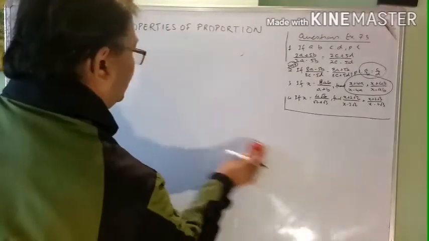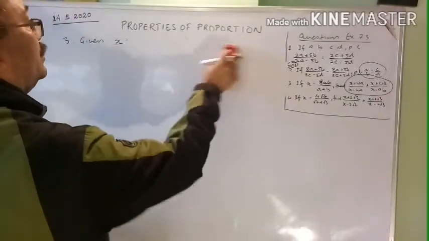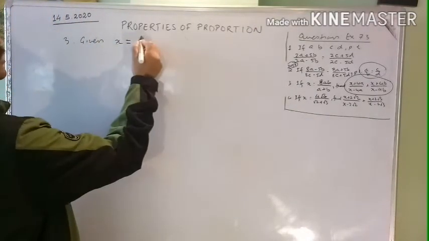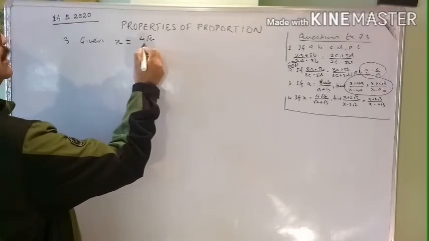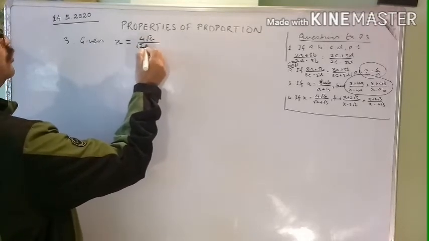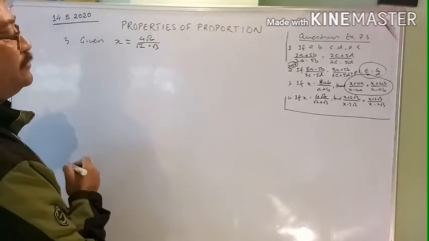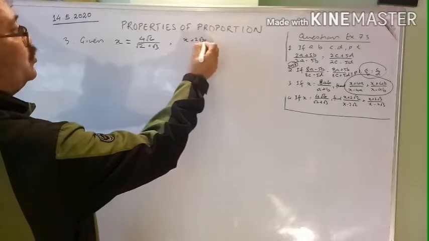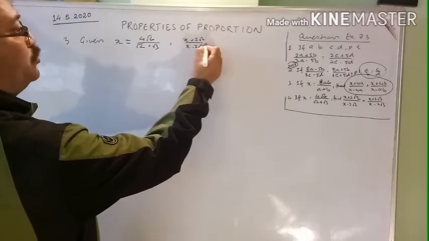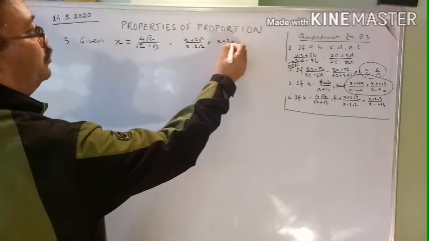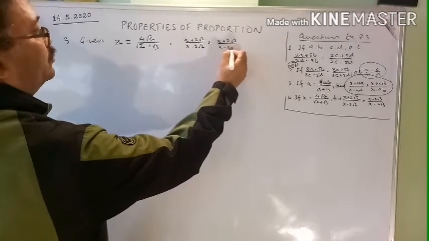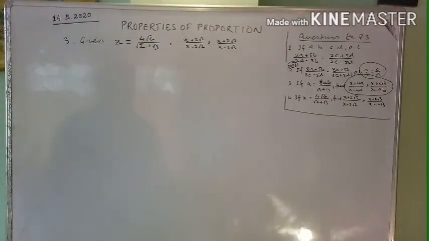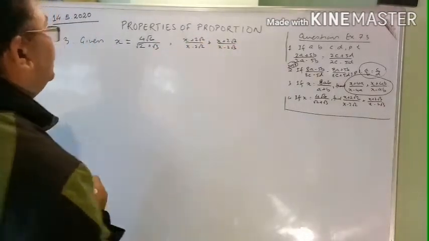Okay. Now given x is equal to 4 root 6 by root 2 plus root 3. And what you have to find out? x plus 2 root 2 by x minus 2 root 2 plus x plus 2 root 3 by x minus 2 root 3. So we have to find the value of this expression.